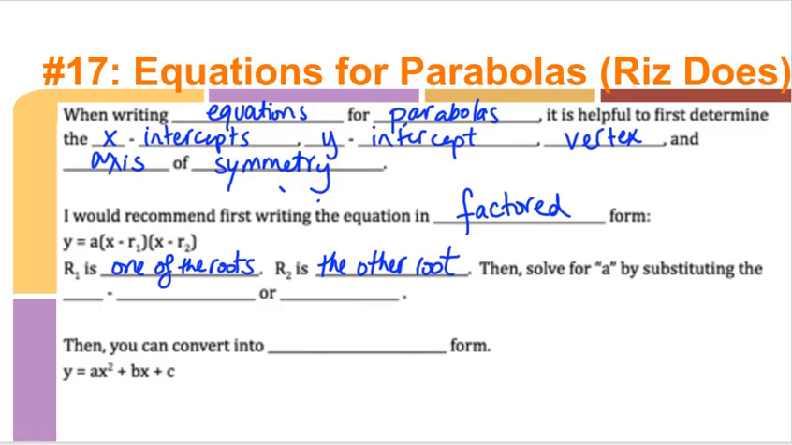Then solve for a by substituting the y-intercept or the vertex. We're going to talk a little bit about that. That's going to be the newest part of what we learned today. Then you can convert into standard form, which is y equals ax squared plus bx plus c. Okay, let's see what this looks like in the examples.